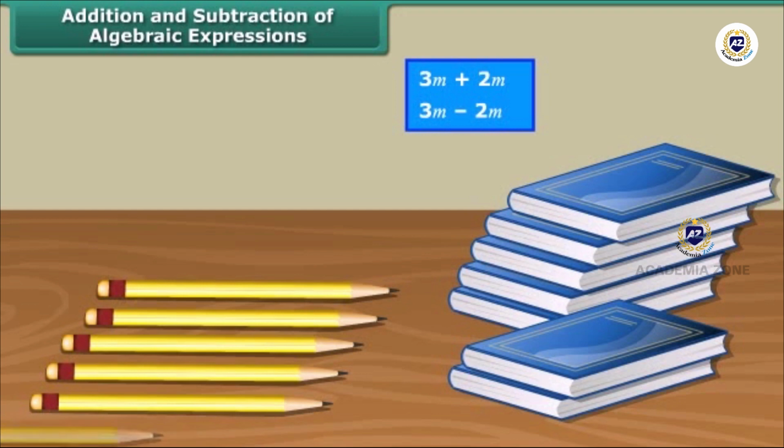However, if we remove 1 pencil from 6 pencils, then we are left with 5 pencils, but still we have the 7 books. So you can see it's quite similar with algebra. We can add or subtract only similar objects.